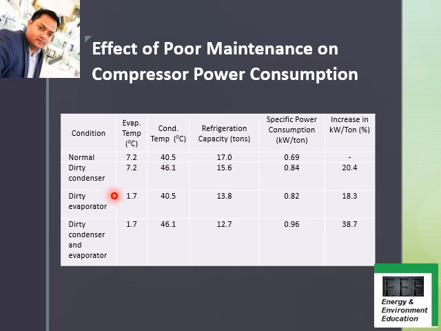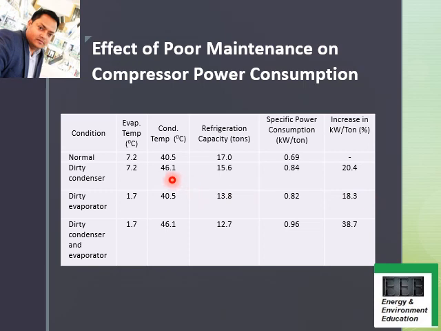Similarly, in the case of the evaporator, if the evaporator is kept dirty, if it is not maintained properly, then the evaporator temperature decreases. What we saw in the last slide is that the evaporator temperature should be kept as high as possible, but in this case it is decreased. And with that, the refrigeration capacity further decreases, the specific power consumption is 0.82, and there is also an increase in the kilowatt per tonnage percentage, friends.